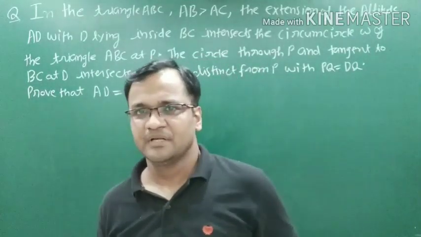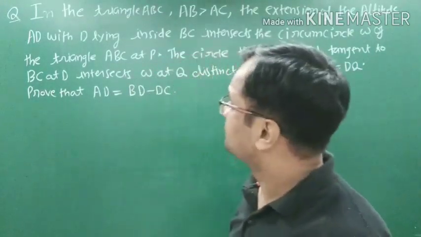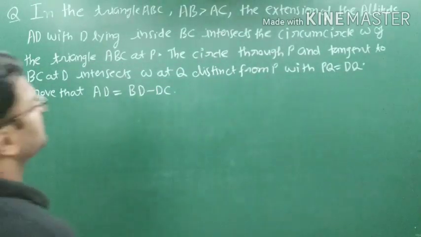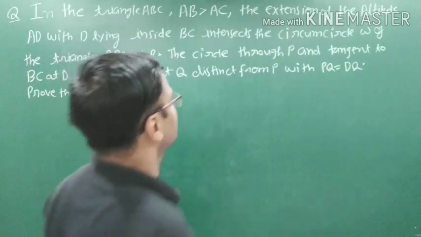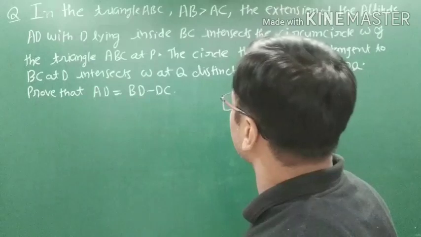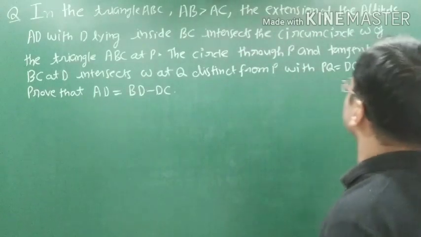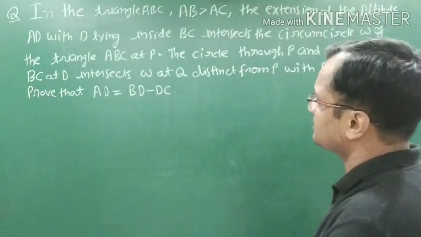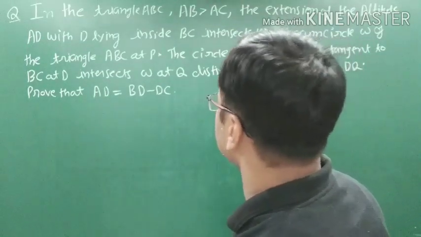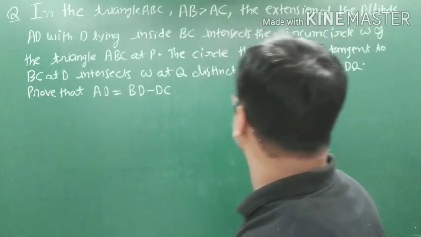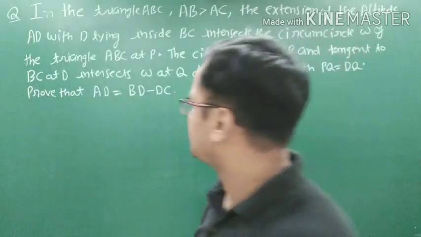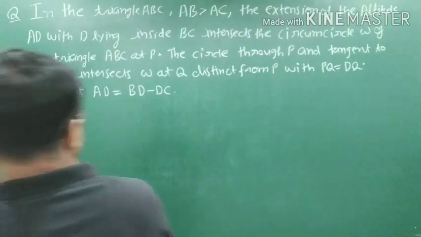Hello everybody. In this lecture I am going to solve a beautiful geometry problem. We are given the triangle ABC with AB greater than AC, and the extension of the altitude AD with D lying inside BC intersects the circumcircle omega of the triangle ABC at point P. And the circle through P and tangent to BC at D intersects omega at Q distinct from P with PQ equals DQ, and we have to prove that AD equals BD minus DC.